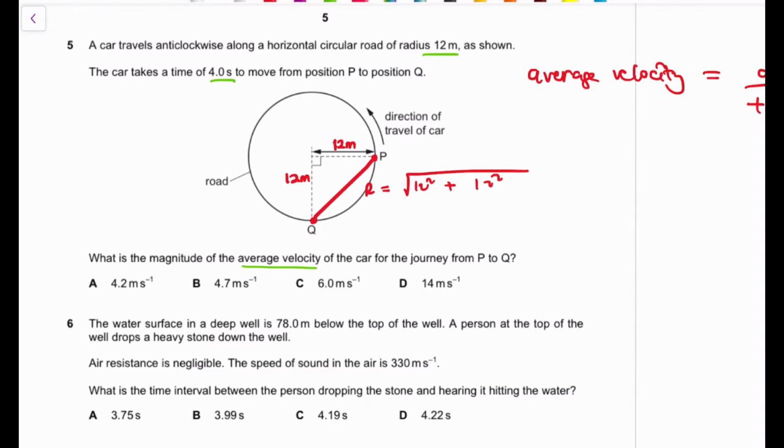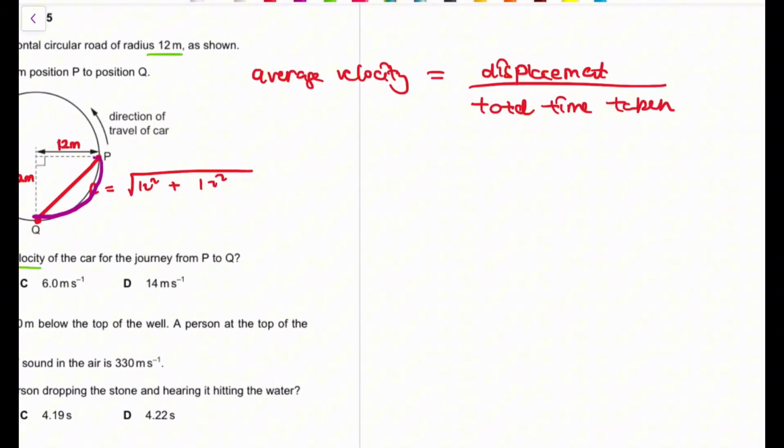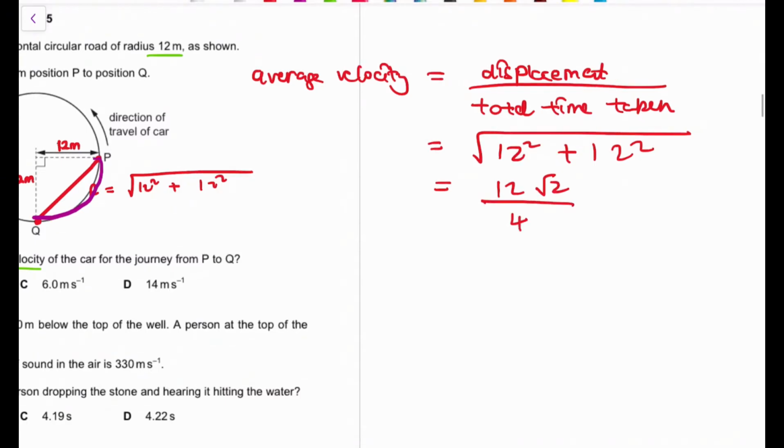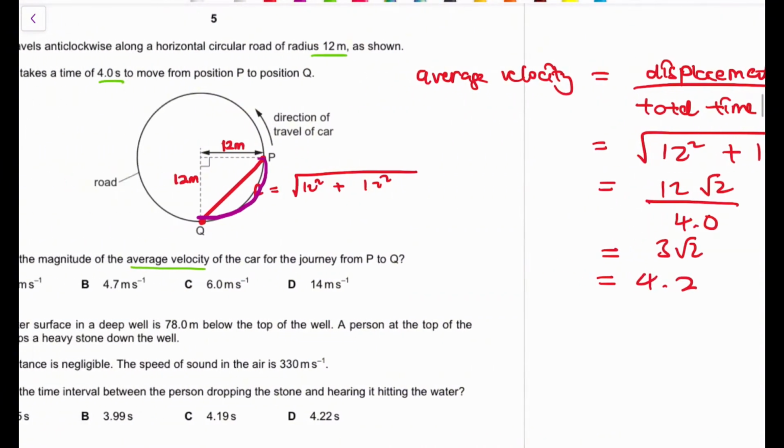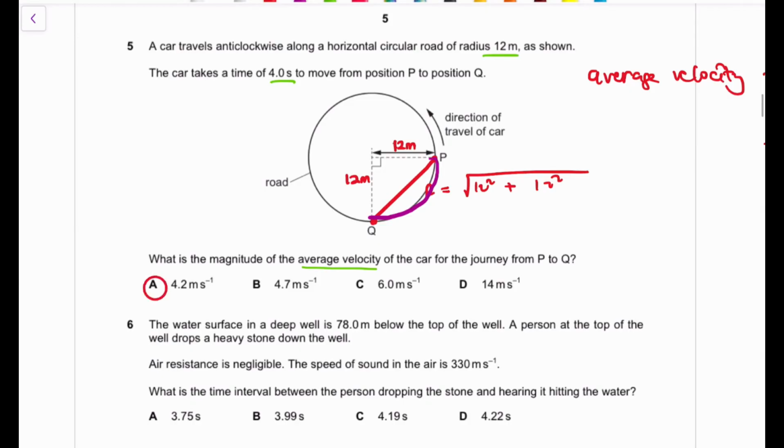If you're going to find this arc, you're finding the distance. You're not finding the displacement, right? So the value of R, which is the displacement, is basically going to be the square root of 12 squared plus 12 squared, right? So it's going to be 12 root 2. The total time taken is 4.0. That's going to give you an answer of about 4.2 meters per second, which is A, right? So very important, just be thinking about this. Displacement is the shortest distance between 2 points, right?